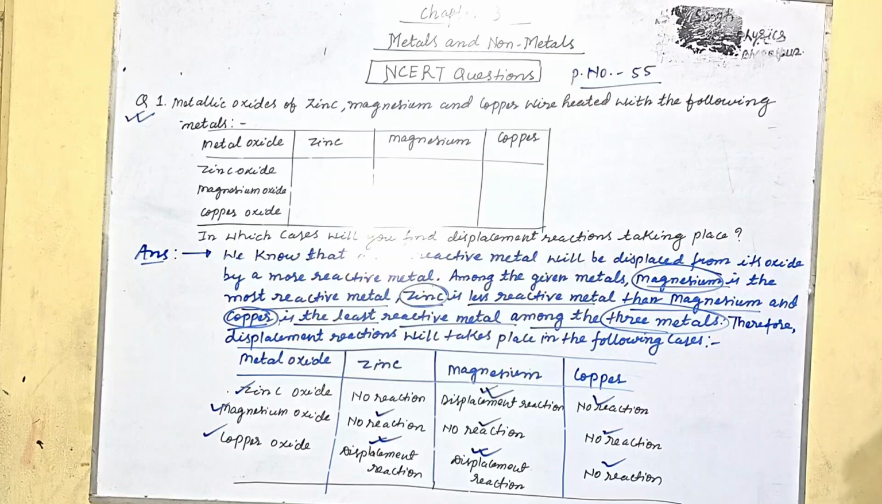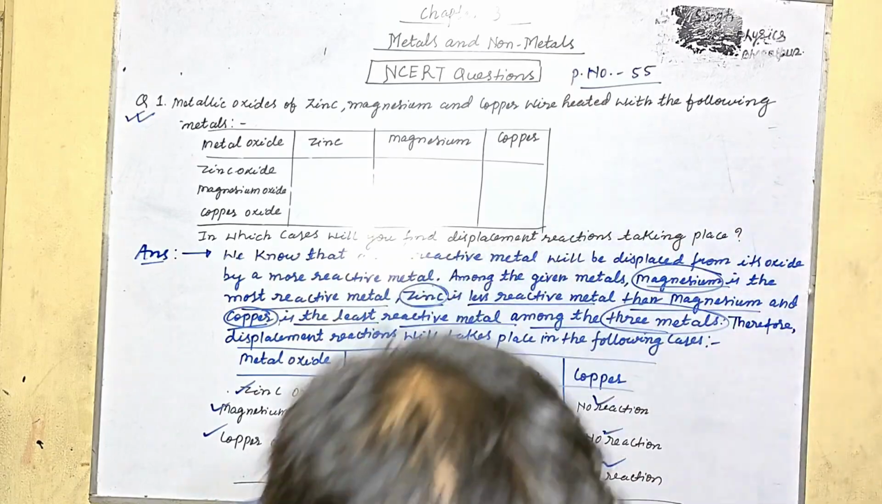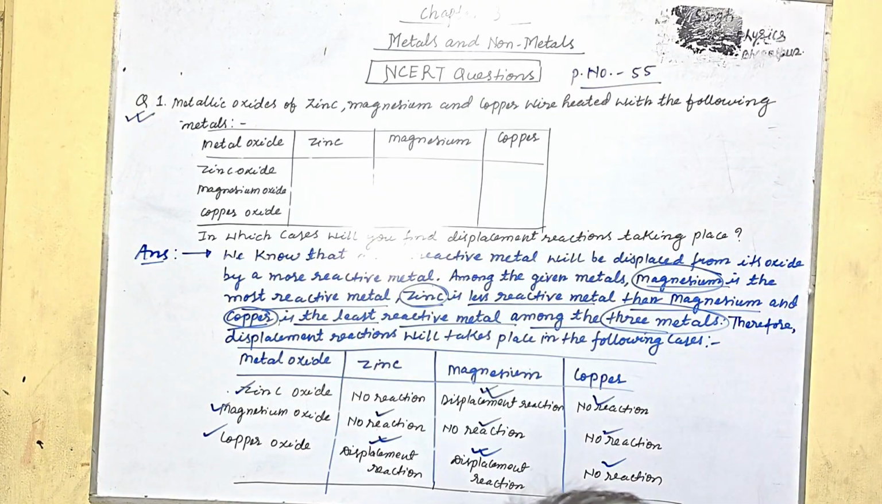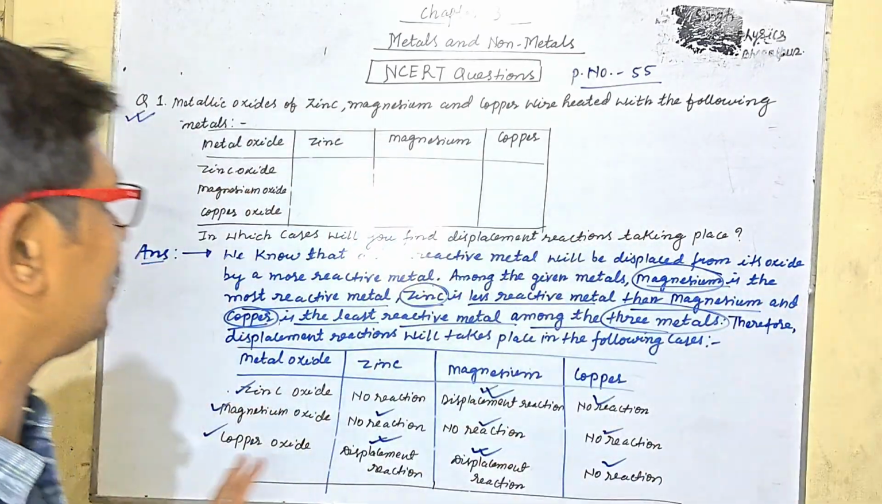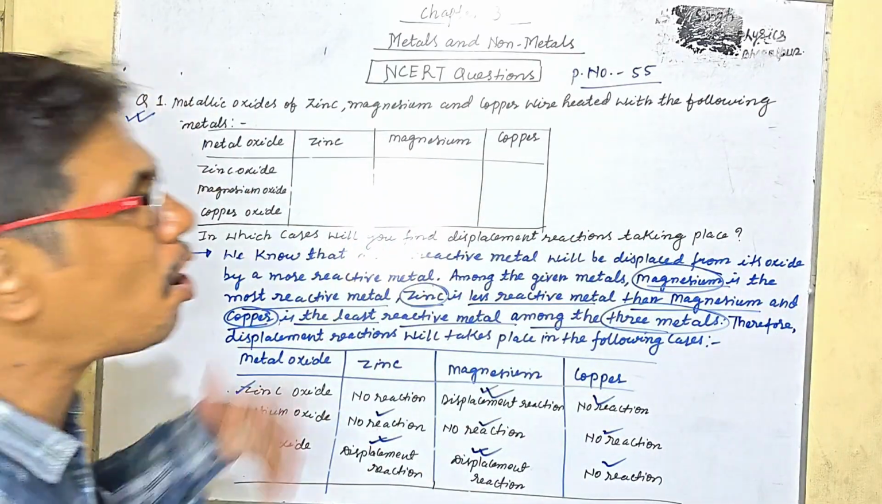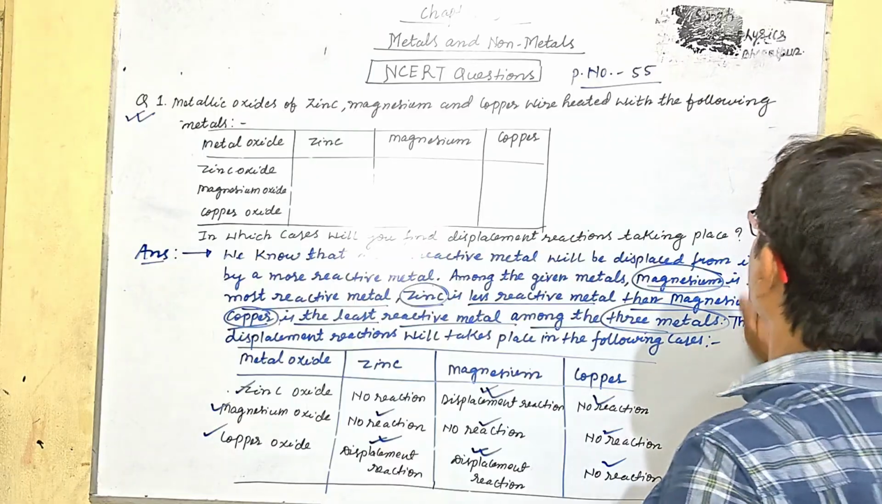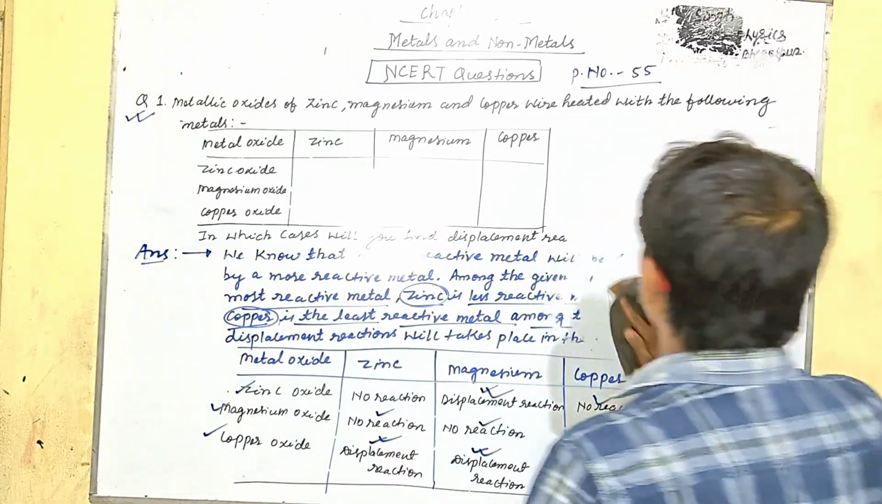So my dear student, welcome back. Going to the next question. This is the page number 55 NCERT question. The next questions are very easy. We already discussed all these things: the more reactive metal always displaces the less reactive metal. Going to the next question.